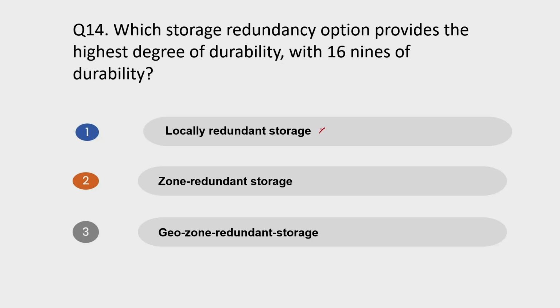locally redundant storage, I will eliminate. Zone redundant storage, I will also eliminate this. Geo zone redundant storage will provide 16 nines. And GRS is also going to provide 16 nines of durability. Because LRS will provide 11 nines and ZRS will provide 12 nines of durability.